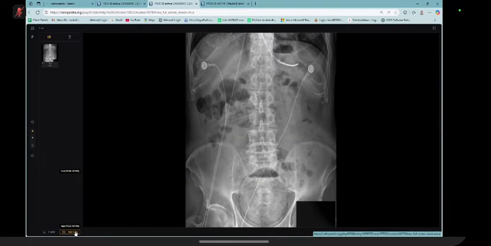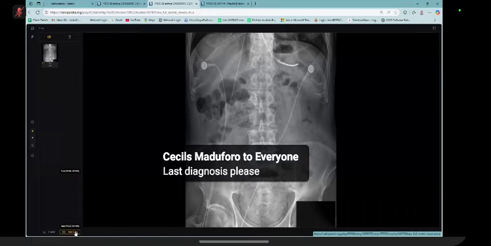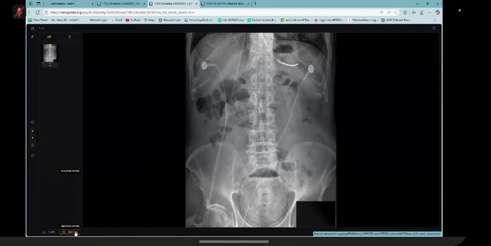In the rest of the imaging, I can see that there is a calcified spot along the right ventricle. You did well. You did well.